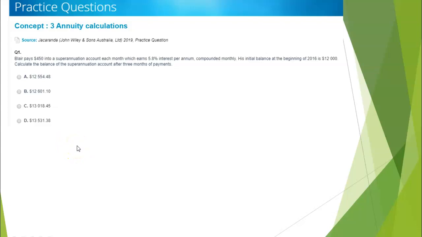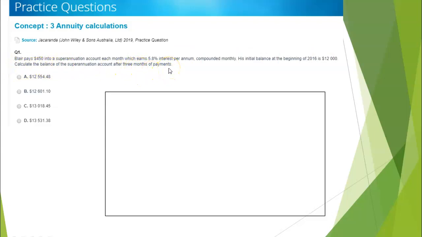So, question 1. Blair invests $450 into a superannuation fund that earns 5.8% interest per annum compounded monthly. His initial balance is $12,000. So that means that we're going to have to use the compound interest formula as well as the future value formula. Calculate the balance of his superannuation after 3 payments.